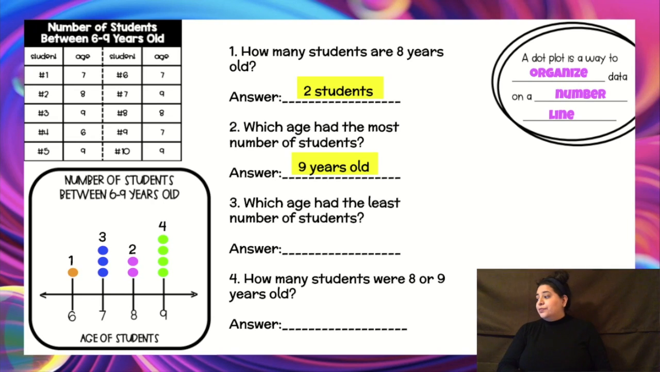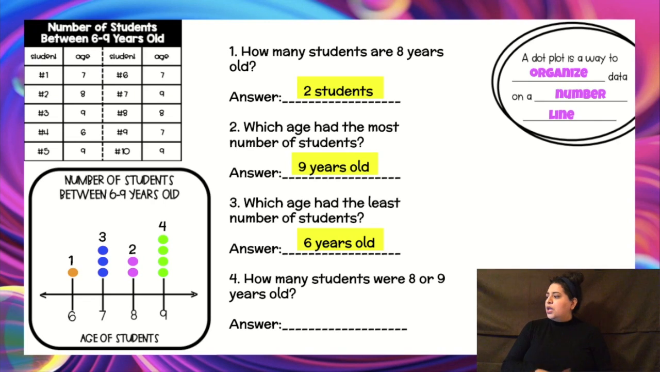Number 3. Which age had the least number of students? Oh, this one's easy. Just by looking at it, okay? It looks like 6 years old only has 1 kiddo. 6 years old.